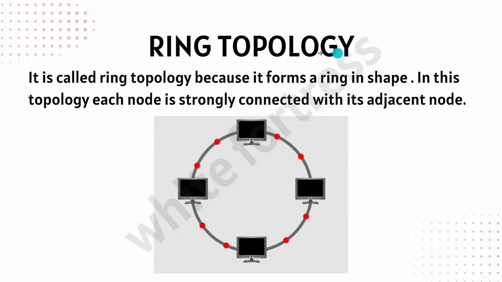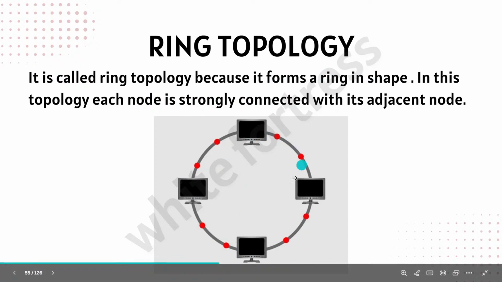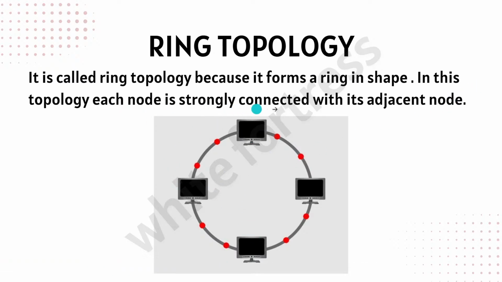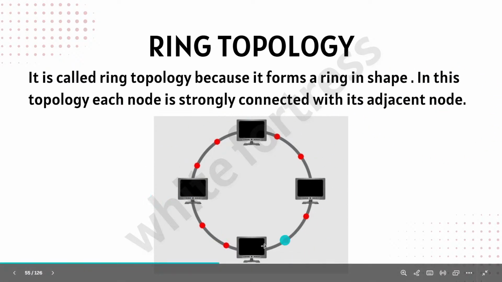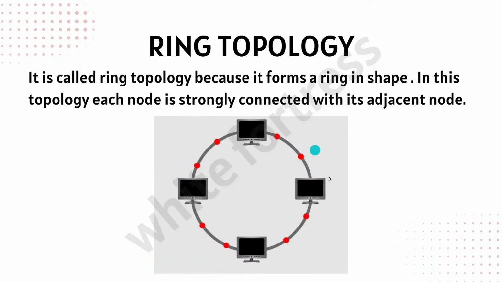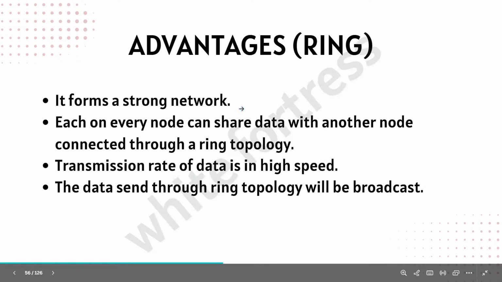Next is your ring topology. It is called ring topology because it forms a ring in shape. Here you can see the devices are connected with each other adjacently. In this topology, each node is strongly connected with its adjacent node. So this is how the packets move. They move in a single direction, not bi-directionally.